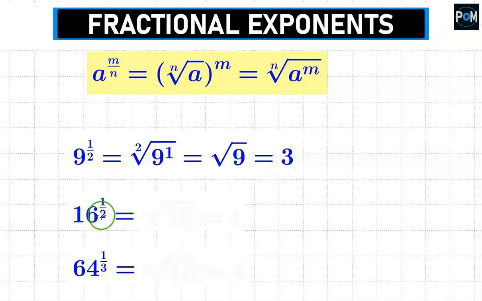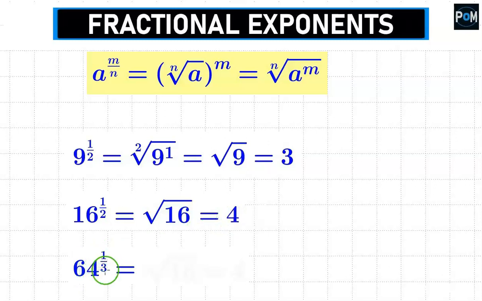16 to the power of 1/2. Since there's a fraction, it must be a root. The number under the root is this one. 16 pops up here. The denominator of the fraction, it's the degree of the root, so it's 2 here, and we don't write this 2 anymore. And the numerator, this one goes to the power. Here's 16 to the power of 1, but we also don't write the 1. So we have the square root of 16, which is 4.